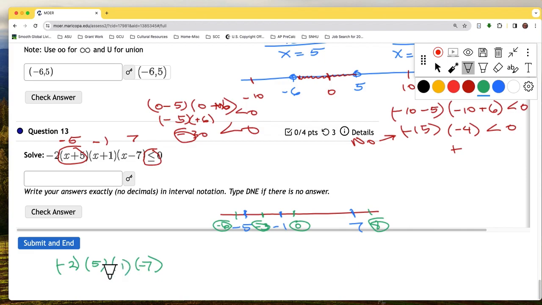We get positive, but we get 2 negatives, so this is going to be positive, which is not less than or equal to 0. Okay, so the region of 0 is not included. I'm just going to put a no.